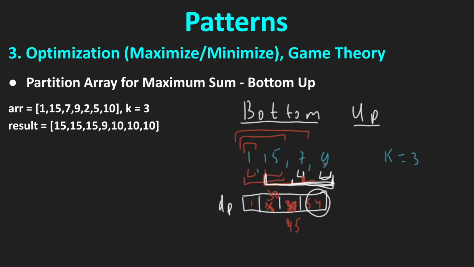Next one is 9. We can consider either this element alone, and in that case we take whatever the maximum value up to here is, which is 45. Or we can consider these 2 elements, or these 3 elements, take the maximum there, and add whatever the maximum was until that point. For example, let's take these 3 elements, 15, 7, and 9. The maximum here is 15. 15 multiplied by 3 gives us 45, so we are converting all of them to 15. Plus 1, 46. So 46 is less than 54, so we are returning 54 as a result, right?